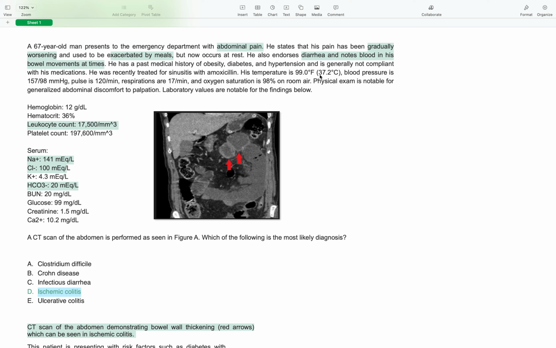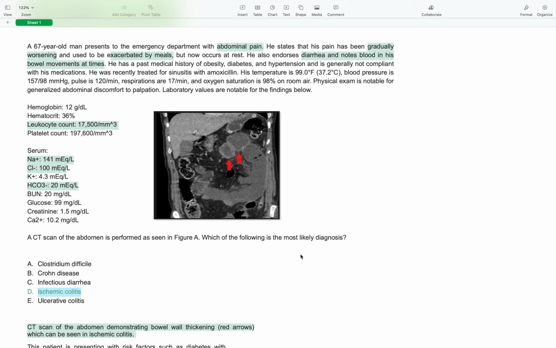Temperature is 37, blood pressure is 157 over 98, pulse is 120, respiration is 17, and oxygen saturation is 98% on room air. Physical exam is notable for generalized abdominal tenderness, discomfort to palpation. Labs are as follows: high leukocyte count, sodium, chloride, bicarb is low at 20, BUN, blood urea nitrogen, is 20. Okay, and a CT scan of the abdomen is done, and it shows this.